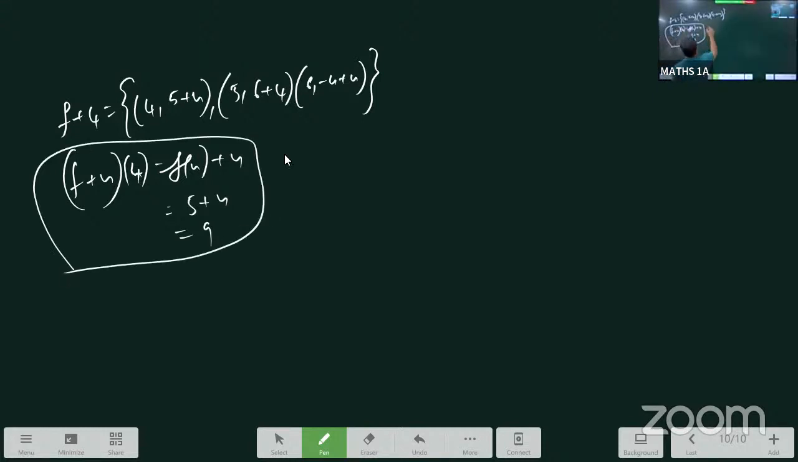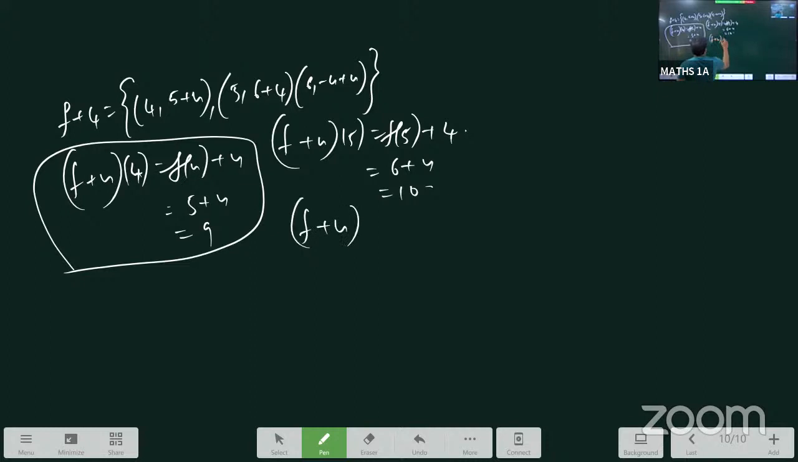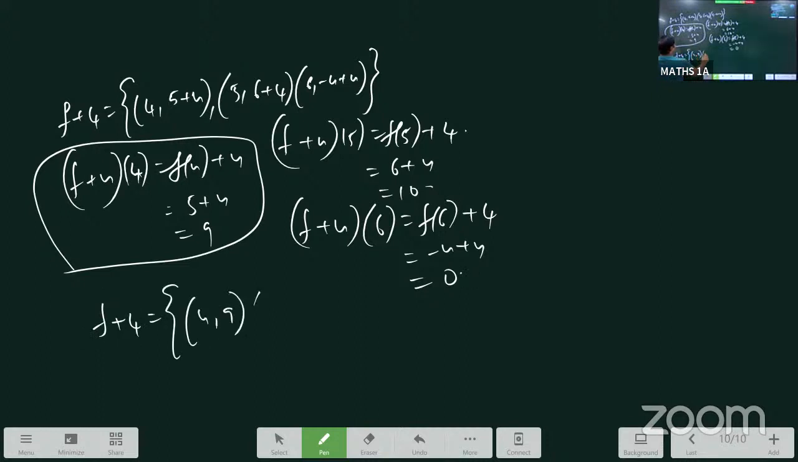Like that, f plus 4 of 5 also you will do. That is f of 5 plus 4 again. Right? What is f of 5? 6 plus 4. It becomes 10. F plus 4 of 6, that is f of 6 plus 4 only. Don't write 4 6s are 24. That is a mistake. Is it clear? So what is your f of 6? Your f of 6 is minus 4 plus 4. What I got is 0. So that is nothing but your f plus 4 elements will be 4 comma 9, 5 comma 10 and 6 comma 0.